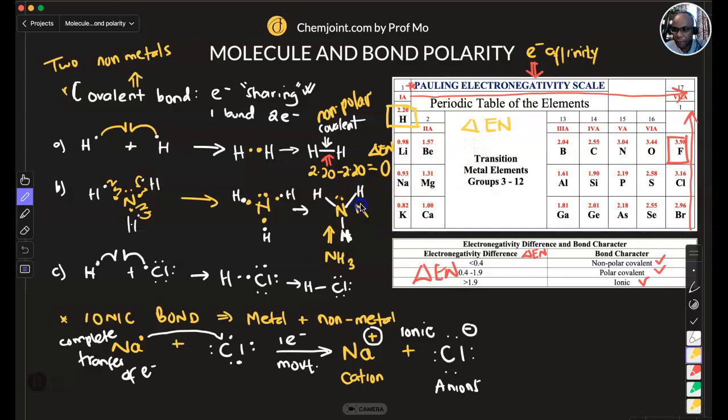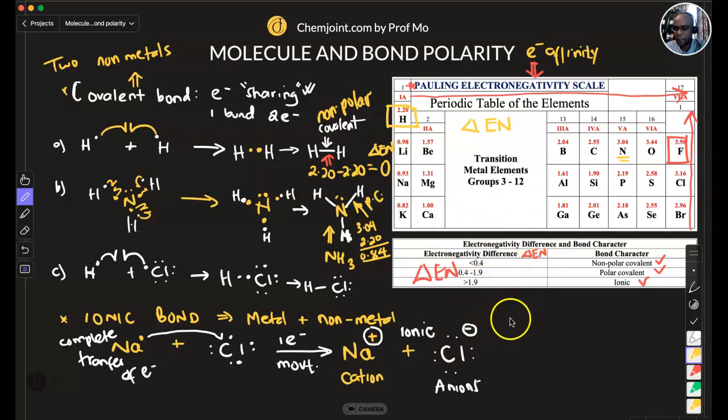If I look at the nitrogen here, based on the calculations, nitrogen has an electronegativity value, Pauling scale value, of 3.04. Hydrogen is 2.20. If we subtract that, we'll get 0.84. That bond is between 0.4 and 1.9.